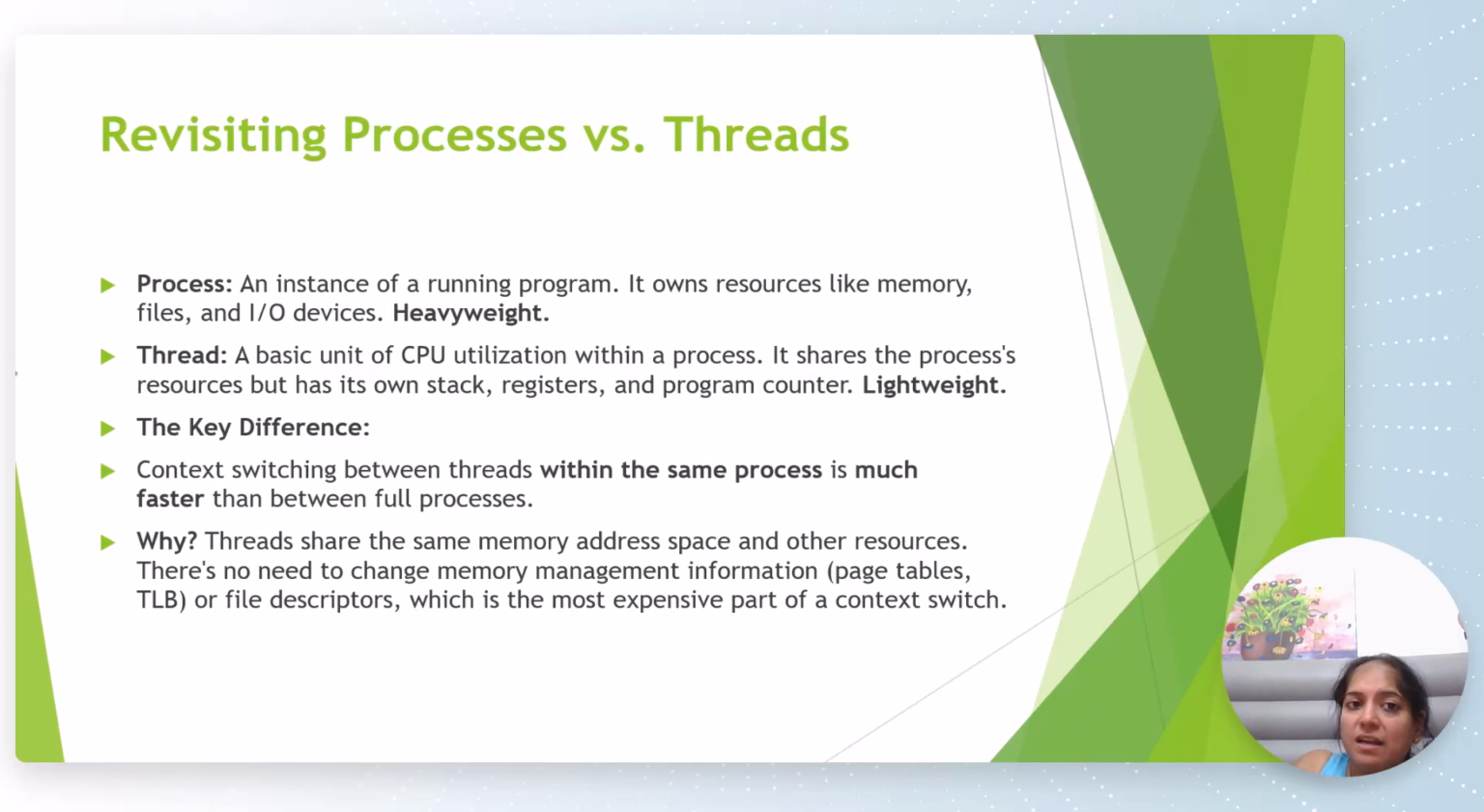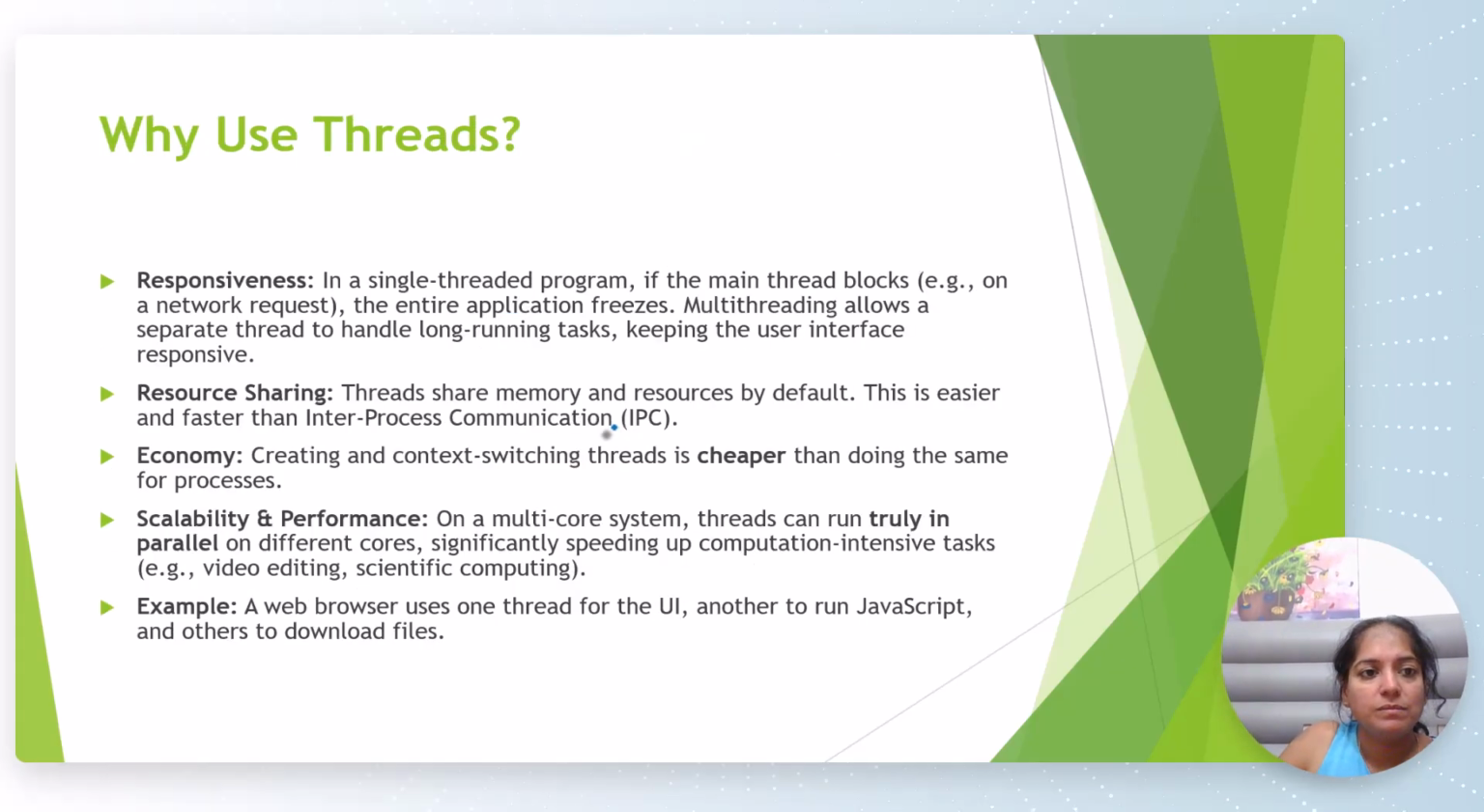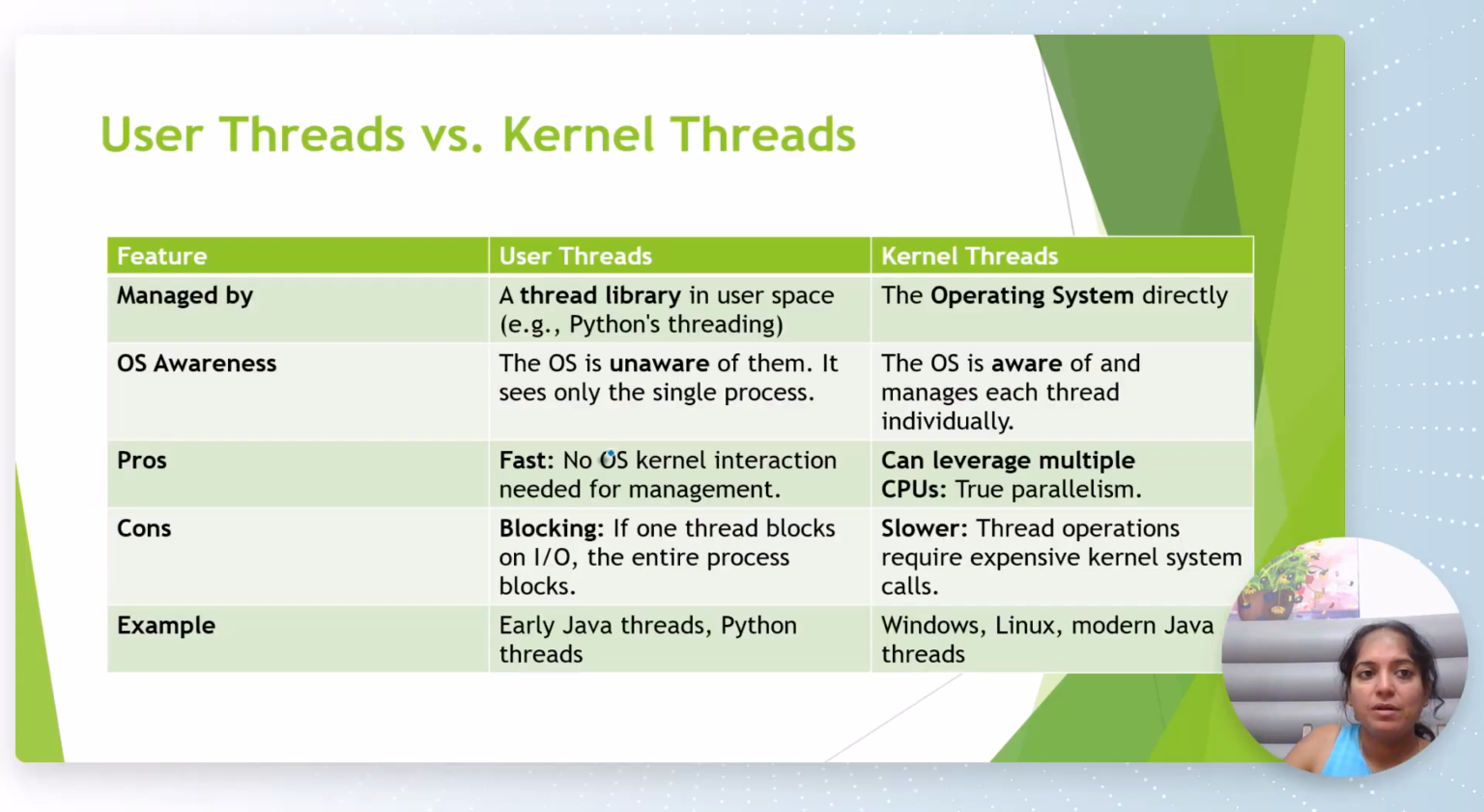If we revisit threads versus processes again: a process is a heavyweight process, a thread is a lightweight process. Key difference: all the threads reside within the same process, so they share the same address space. So threads are much faster than processes. Why do we use threads? Due to responsiveness, resource sharing, economy, scalability and performance. These are some of the reasons why we use threads.